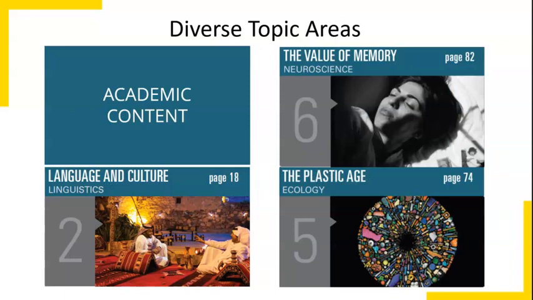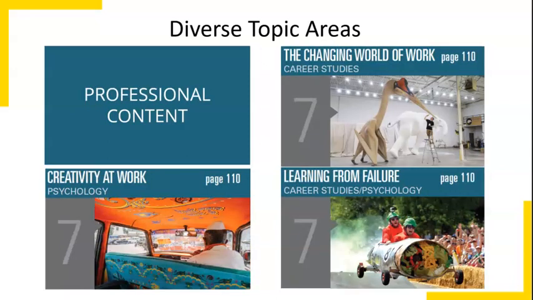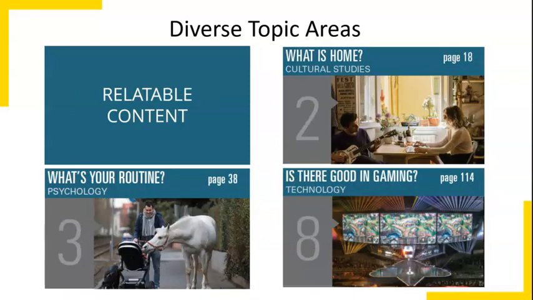Reflect also provides focused instruction and practice to help students reach their academic, professional, and personal goals across a diverse array of topic areas. It has academic topics such as linguistics, neuroscience, and ecology. There are professional topics such as creativity, career studies, and psychology. And it also has topics that reflect students' personal lives. So things like your routines, your home life, and free time activities.